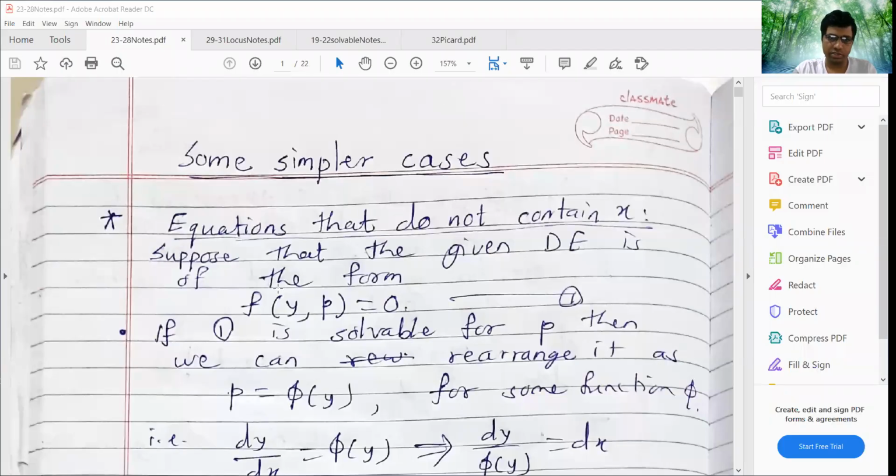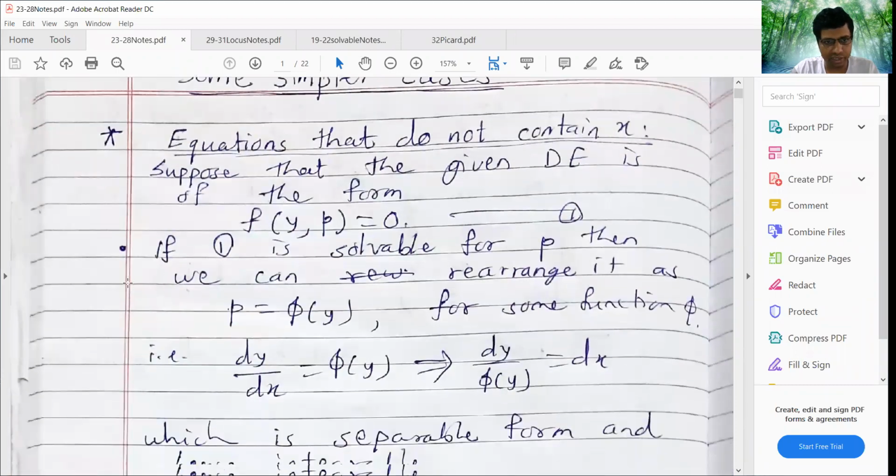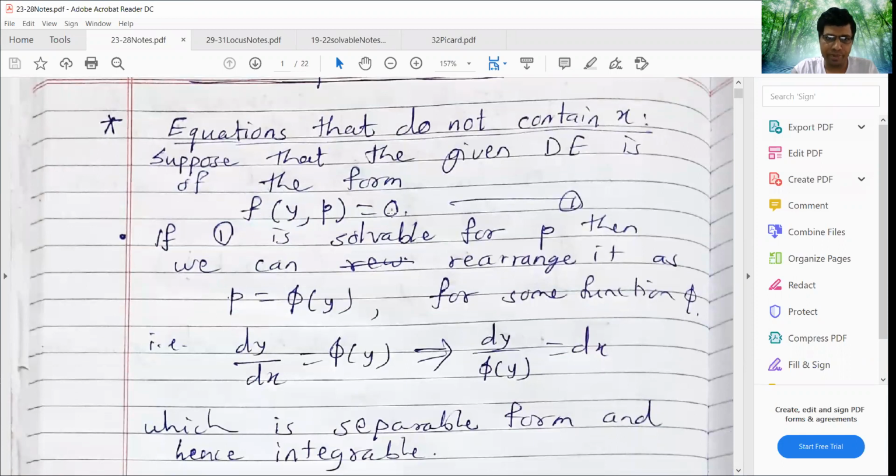Now we discuss some particular cases. Suppose x is absent in the given equation, then the differential equation will take the form f of y comma p equal to 0. Okay, so we again have two cases. Either we can solve this for p, that means we can write p equal to phi of y. That means dy by dx equal to phi of y, and this takes variable separable form, dy upon phi of y equal to dx, and which can be integrated.